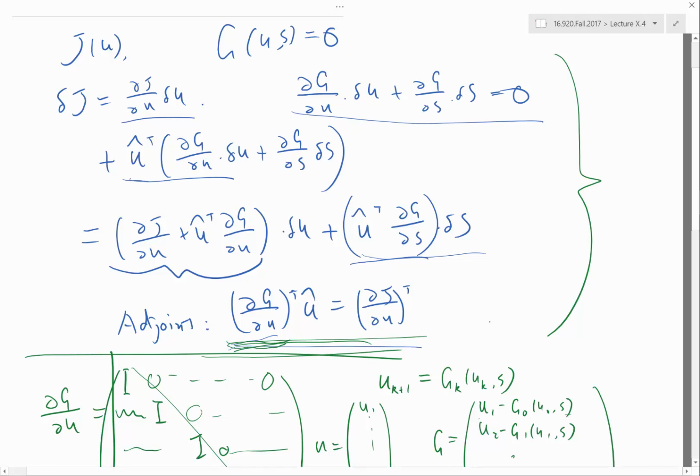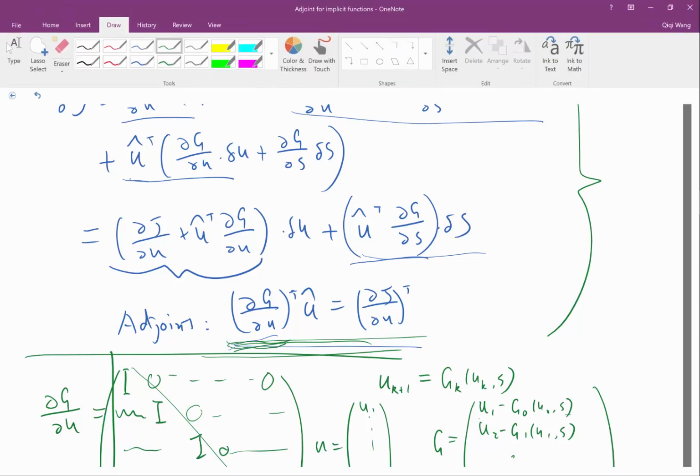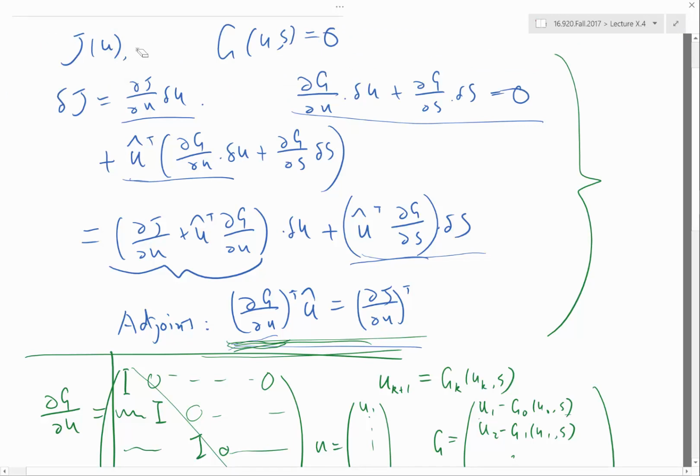Questions? Yes. So can we do this if J is a function of S? Good question, if J is also a function of S.